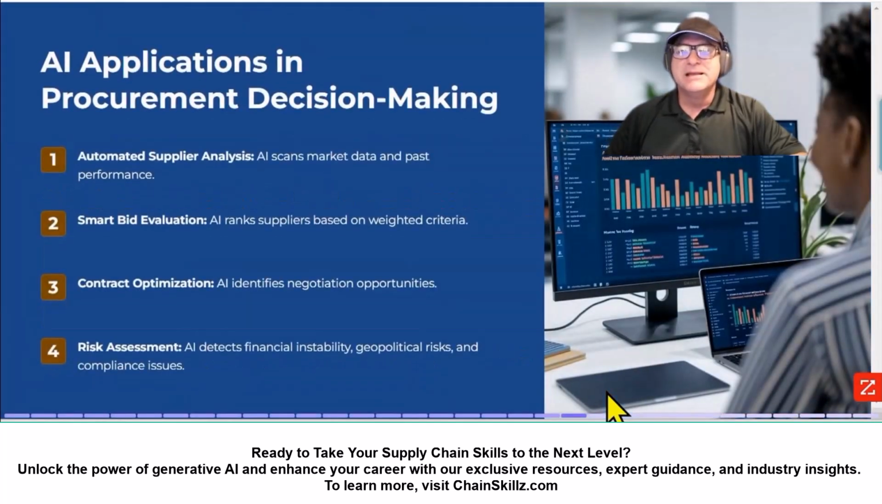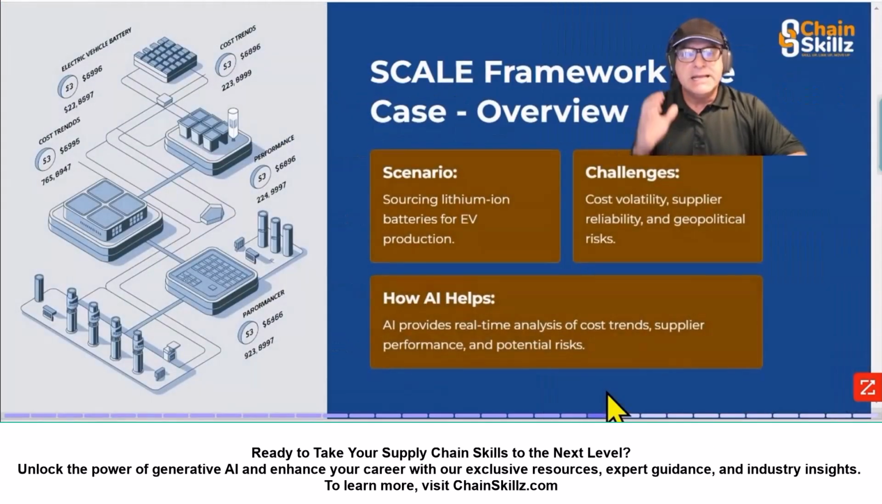That's right. So again, procurement decision-making, automated supplier analysis, smart bid evaluation, contract optimization, risk assessment. We've kind of gone through all these different steps here. And now we're going to walk through the SCALE framework as a use case to put this together. We're going to look at lithium-ion batteries for EV production: challenges, cost volatility, supplier reliability, and geopolitical risks, and what AI provides: real-time analysis of cost trends, supplier performance, and potential risks.